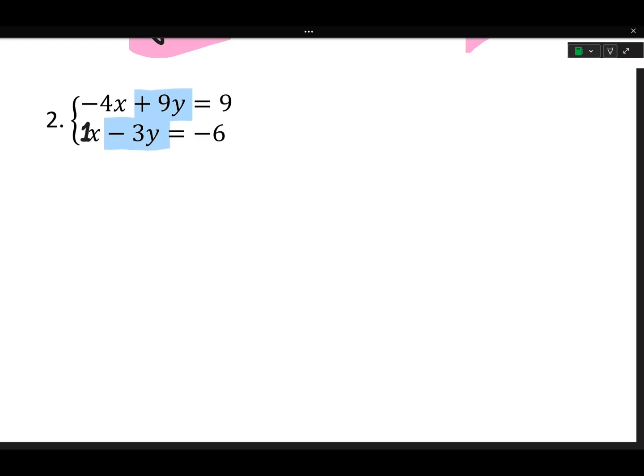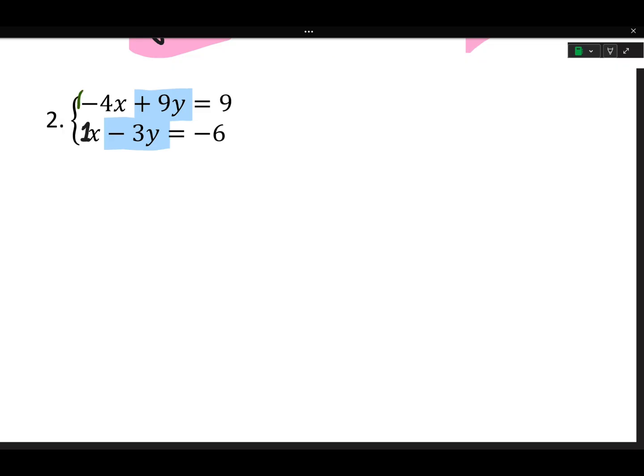Now, this is how I'm going to do it. Since I already have one positive, one negative, all I need to do is get the numbers to match up. Now, there is a shorter way of doing this, but I'm going to show you the foolproof way first. The foolproof way is we multiply the top equation by the number on the bottom and the bottom equation by the number on top. This is what I mean.